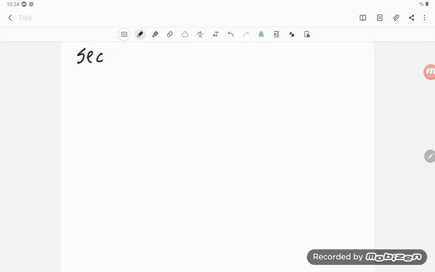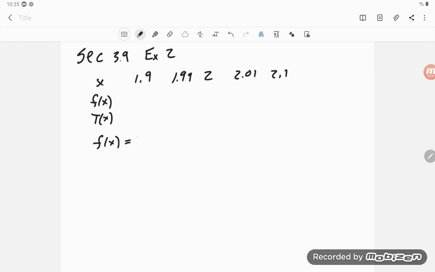This is section 3.9, exercise 2. In this, they just want us to fill out a table. So we have f of x, and they're calling the tangent line T of x. And everything's around 2, so 1.9, 1.99, 2.01, 2.1.